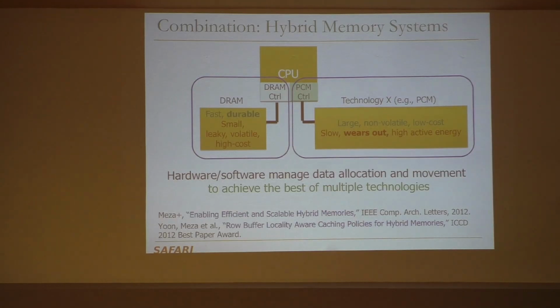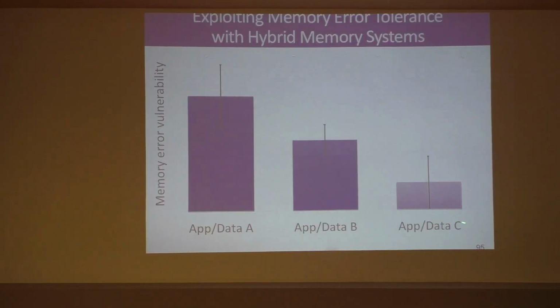If you understand your data well, you can understand its vulnerabilities. For example, there might be some data in your application where, if you get bit errors, the application crashes immediately. Your system crashes. There might be other data that you don't care if you get bit errors in, right? If it's a pixel somewhere in memory, maybe it's not that important. And there may be shades of gray in between.